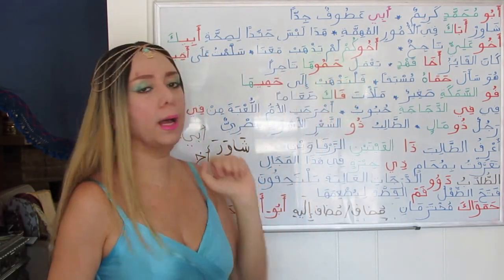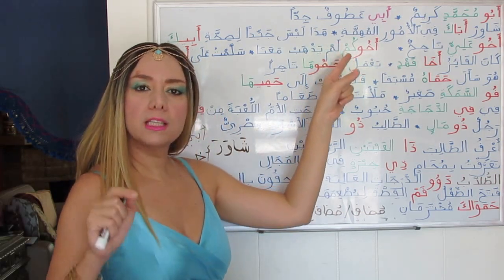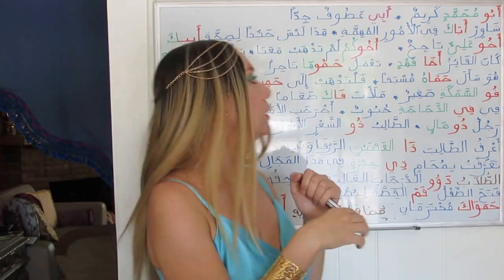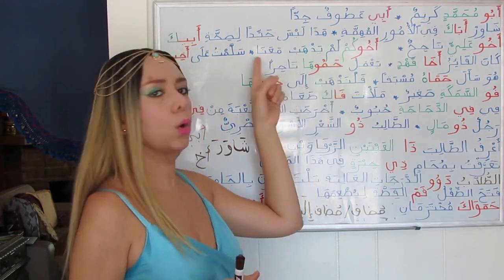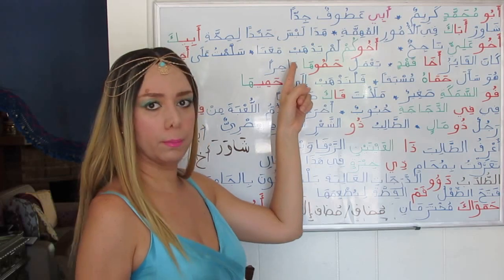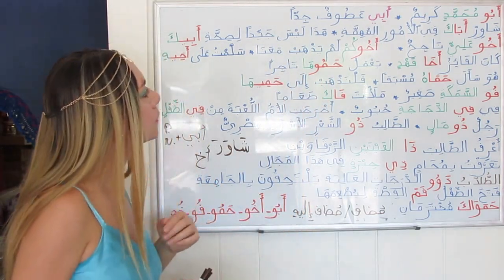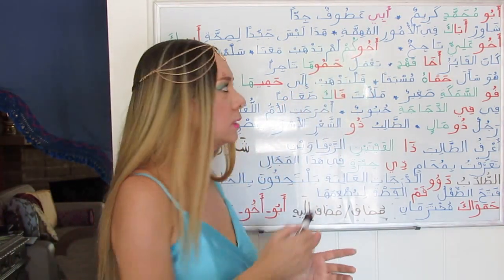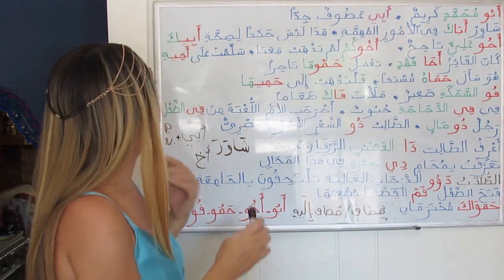أخوكم لم يذهب معنا. Here we have attached the possessive pronoun suffix kum referring to the second person plural masculine. So your brother didn't go with us. لم يذهب. Didn't go with us. معنا. And here it is in the nominative case because it is the subject of this nominal sentence.